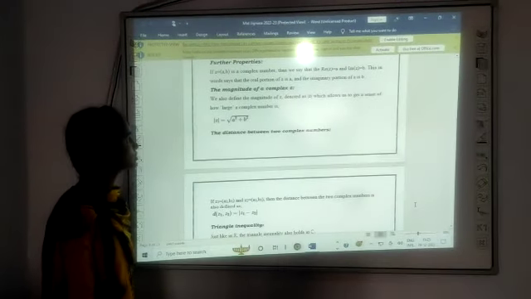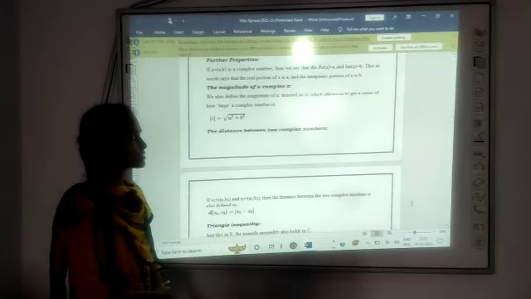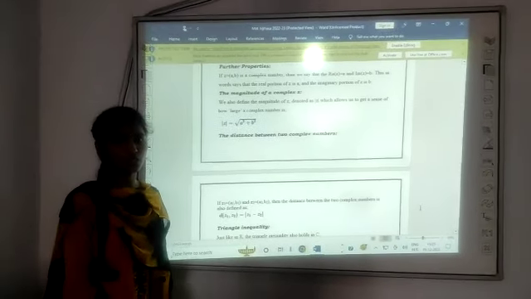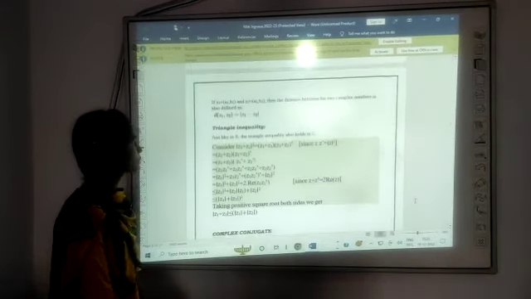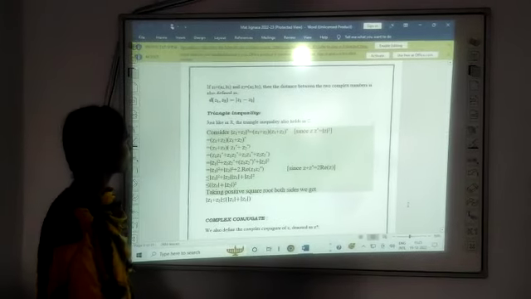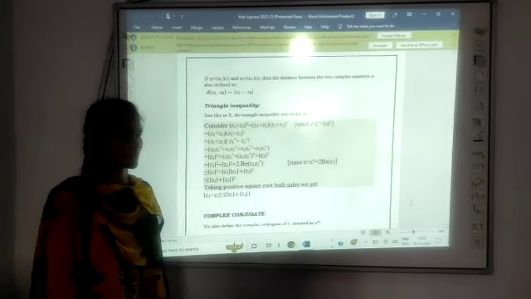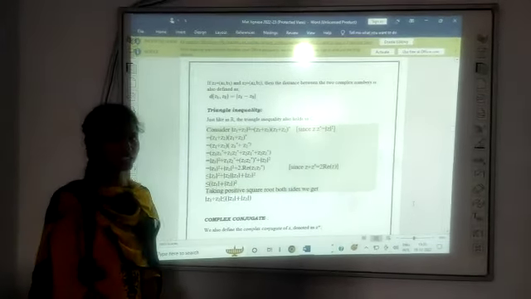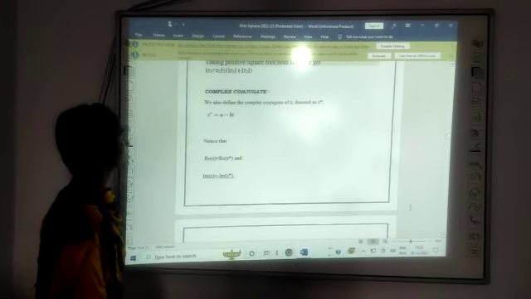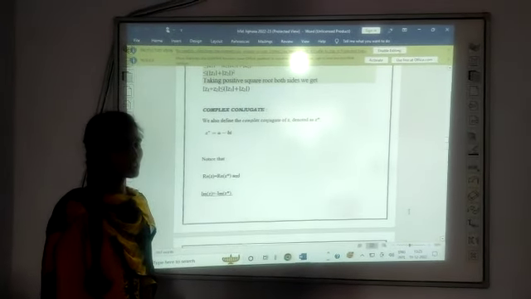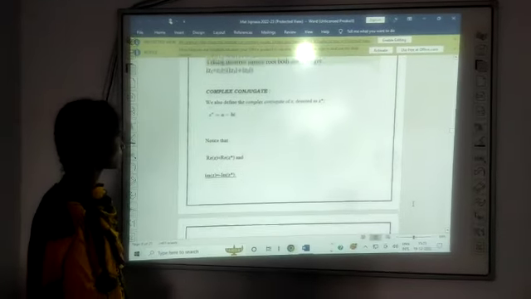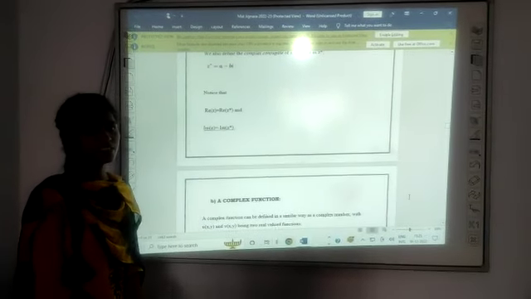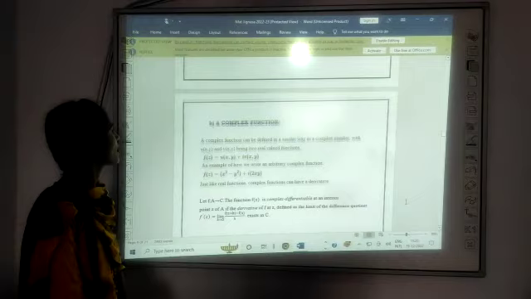Further properties: the magnitude of a complex number z is denoted as mod z, where mod z = square root of a squared plus b squared. The distance between two complex numbers is defined as d(z1, z2) = mod z1 minus z2. Triangle inequality: mod z1 + z2 is less than or equal to mod z1 plus mod z2. The complex conjugate is denoted as z star, where z star = a - ib.